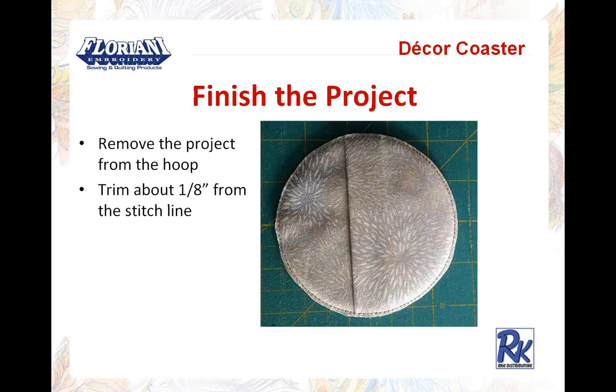So the next thing you want to do is remove the project from the hoop. Obviously, take the hoop out of the machine first. You want to trim about 1/8 inch around from the stitch line, and when you're trimmed, it should look like this. Now, you can't really see it, but what's happened here, of course, is that the top fabric is now hiding our embroidery. It's on the inside of this, but not to worry.